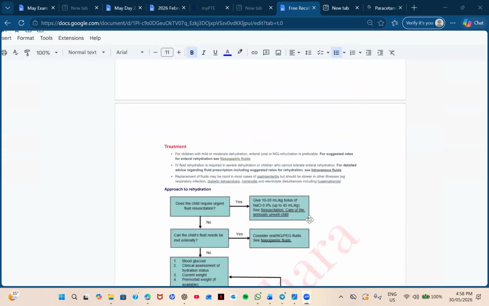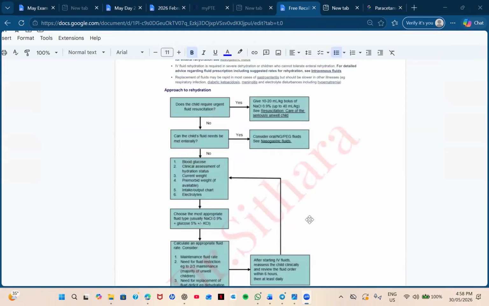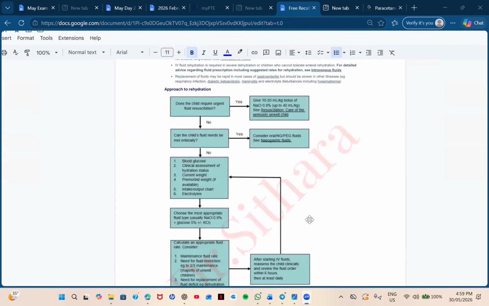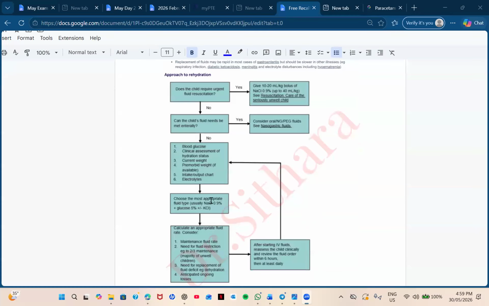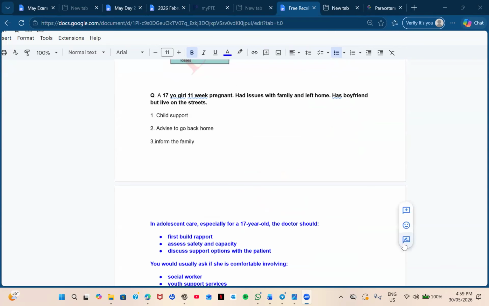Is it understandable, doctors? Yes, very important, because they have not given a proper one. You just have to follow the dehydration pathway they have given in the RCH guideline. Okay, I'll explain one more question.